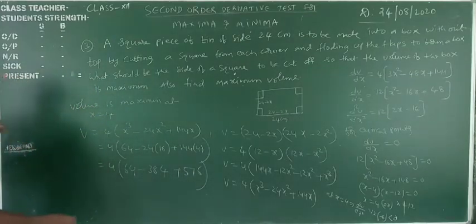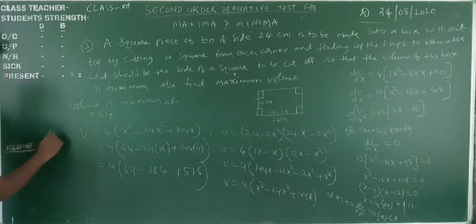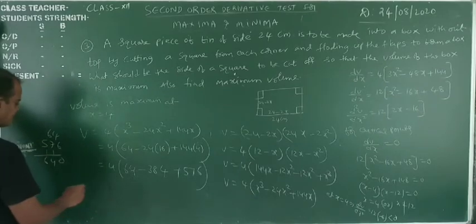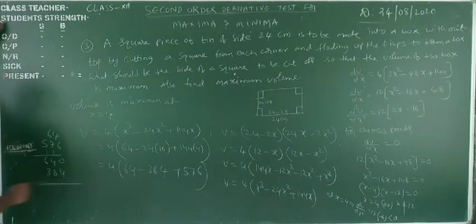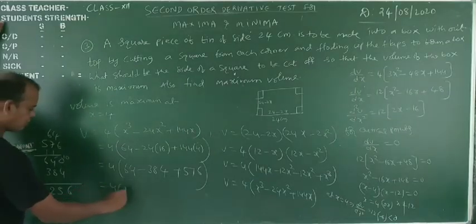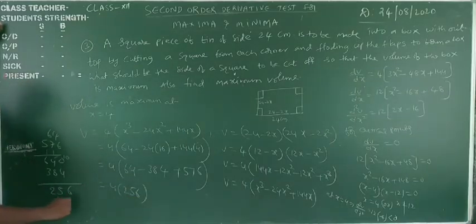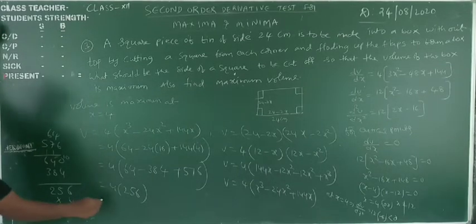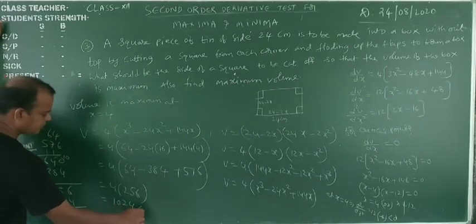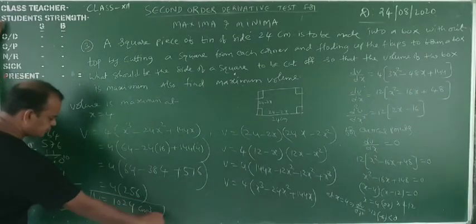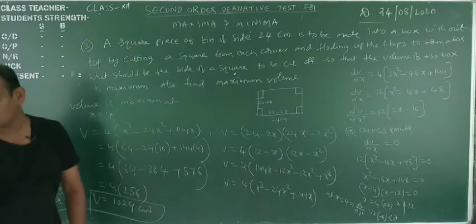Now this is equal to 64 plus 576, that is 640. Okay, 640 minus 384 is 256. 4 into 256, again into 4. Okay, my dear students. 4 into 1024 centimeter cube. What is the volume? 1024 centimeter cube. Okay, my dear students.